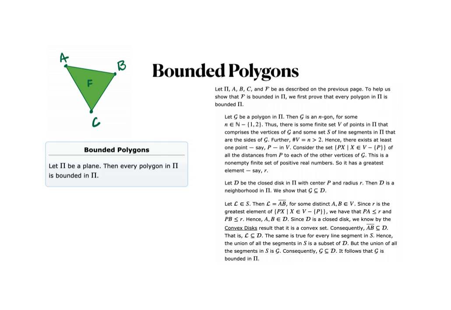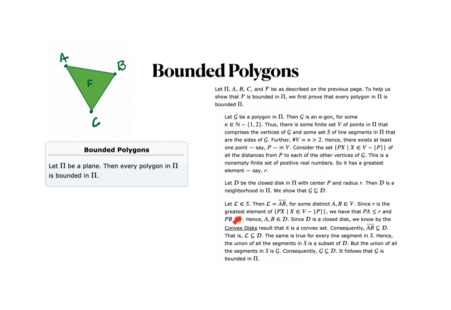Now, in order to show that it's bounded, we have to find a disk that contains G. So we're going to let D be the closed disk in pi with center P and radius R. Then D is a neighborhood in pi. We show that G is a subset of D. So let L be elements of my segments. So I have L is an element of all the sides of my polygon, then L equals segment AB for some distinct A and B that are elements of all the vertices.